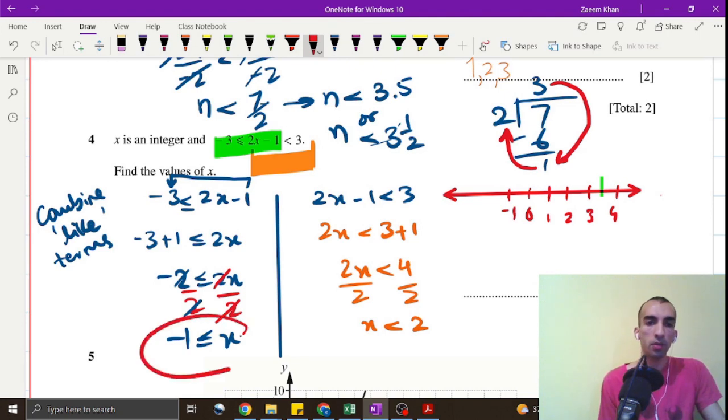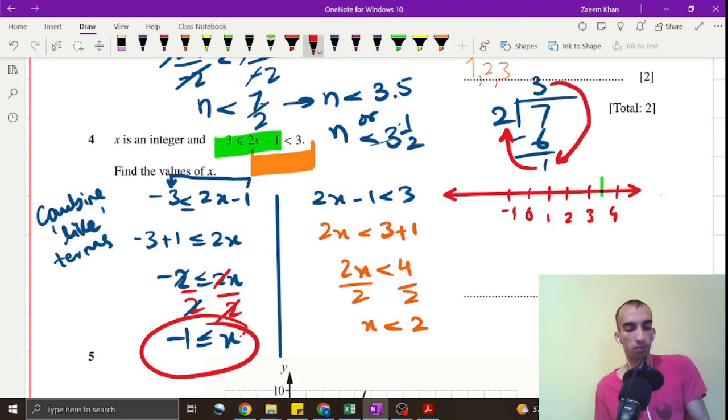How do I know that? Take a look over here, what I've just circled for you. Okay, I'm supposed to stay on the right of negative 1. And what number should I stop before?